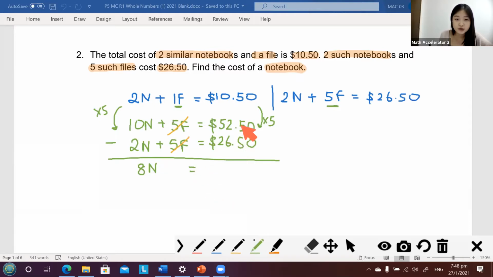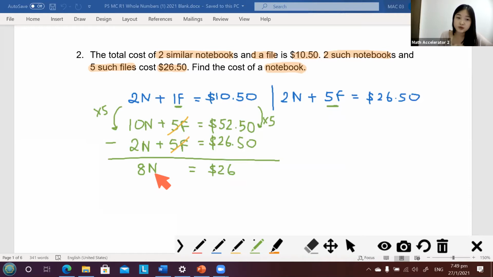This equals $52.50 minus $26.50. So go and calculate it. What will you get? Okay, thank you. $26. Yes. Okay, $26. This is 8 notebooks.